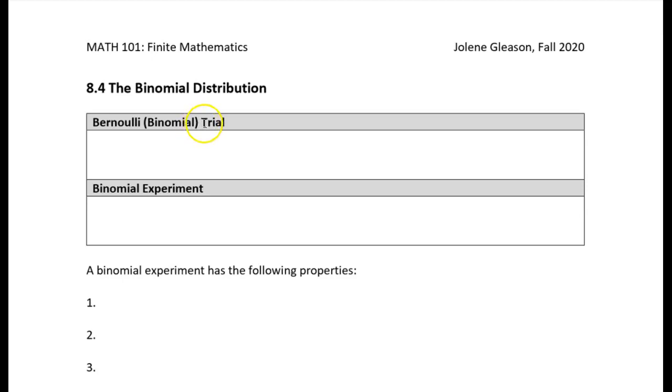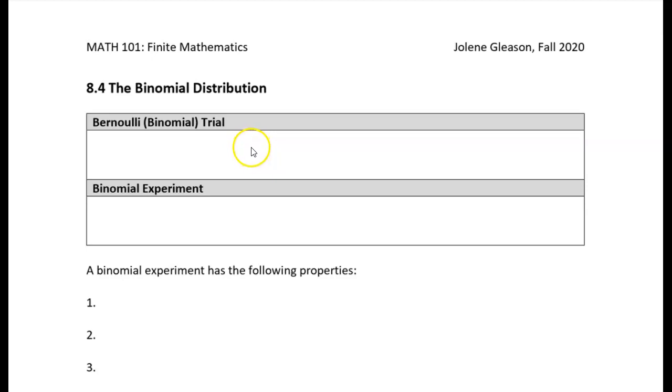Oftentimes in probability, we're interested in events that have two possible outcomes. So, for example, flipping a coin, you're either going to get a head or a tail. If you're taking a quiz, you're either going to get the answer right or wrong. Let's say it's a multiple choice quiz. If you're interested in quality control, then maybe you have a part that's either defective or not. So there's two possible outcomes.